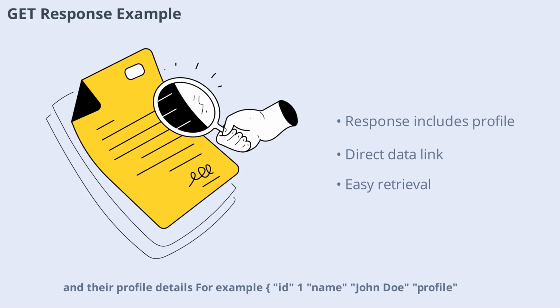For example, id: 1, name: John Doe, profile: id: 1, phoneNumber: 123-456-789, address: 123 Main St. This structure confirms the direct link between user and profile, making data retrieval straightforward.